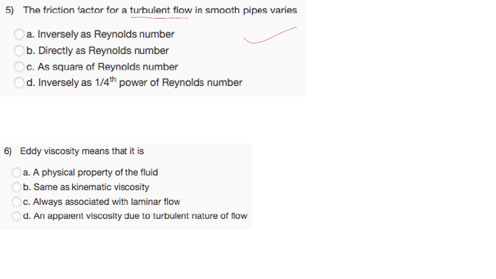If you will see the formula of friction factor, you will find out that it is inversely proportional to Reynolds number. But whether it is 1 by 4th, whether it is square, whether it is directly, that is what you actually try to find out.